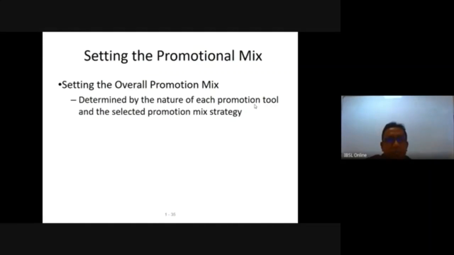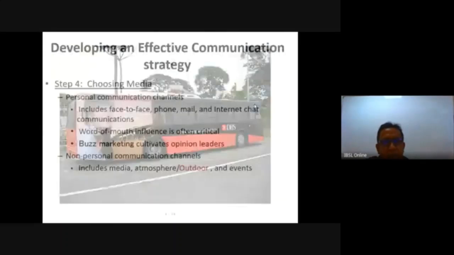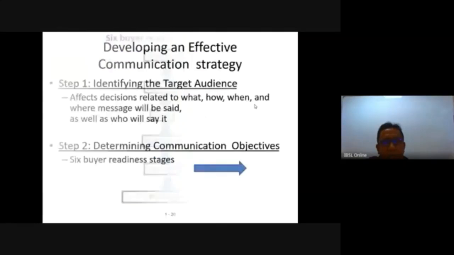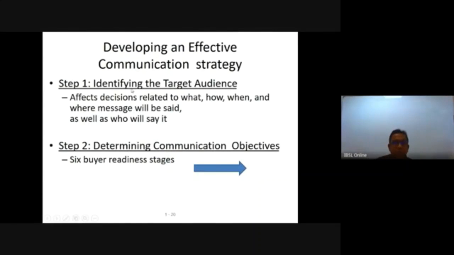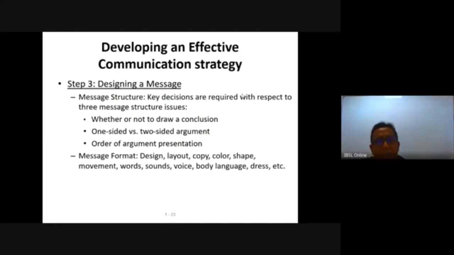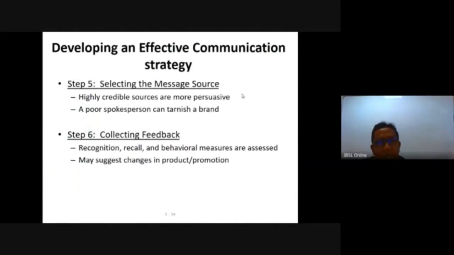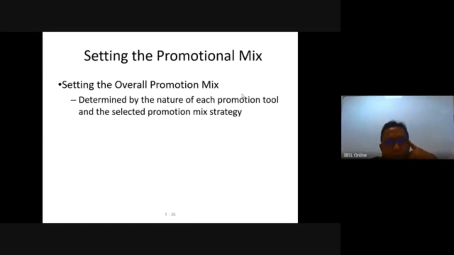So these are the steps when you want to make an effective communication strategy: starting from identifying the target audience, then determining what you want to communicate and what readiness level your customers are at, then designing a message, then using the media, then selecting the message source, who is going to speak on behalf of your company, and the feedback.